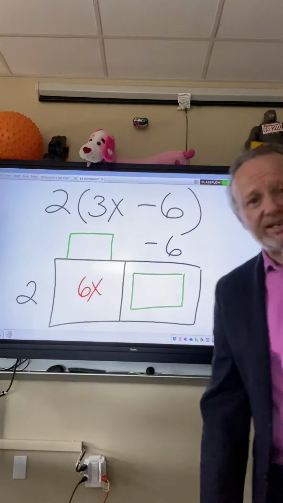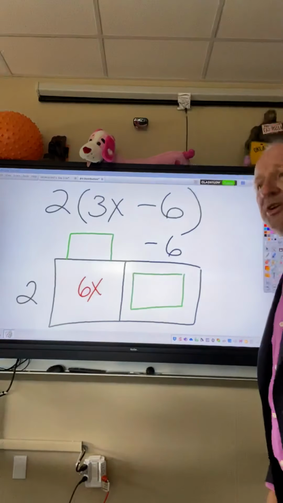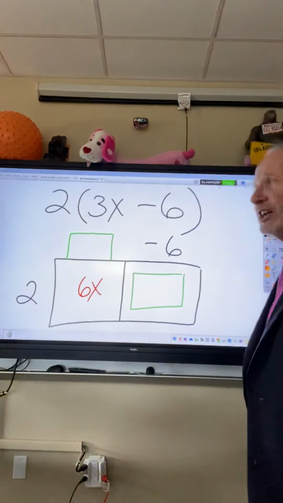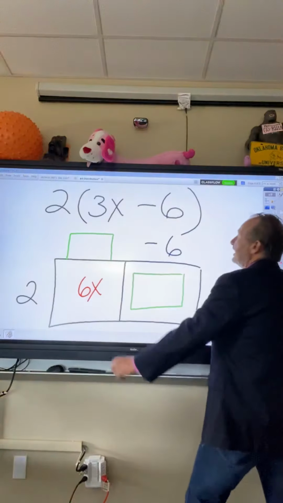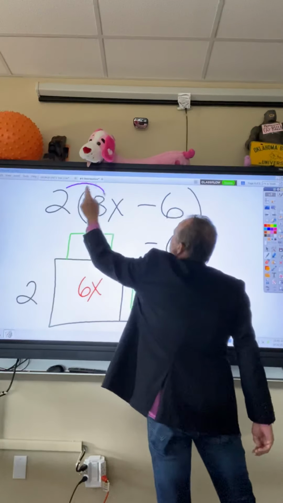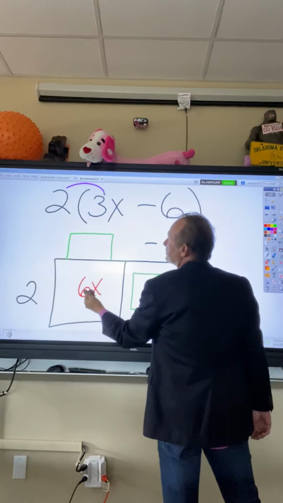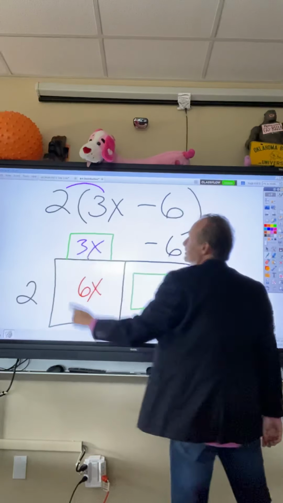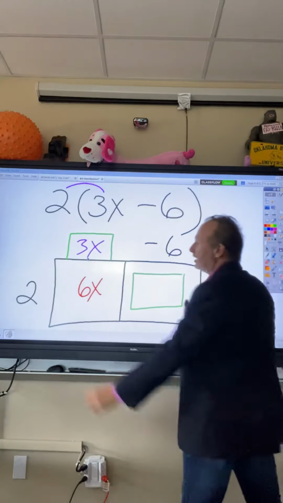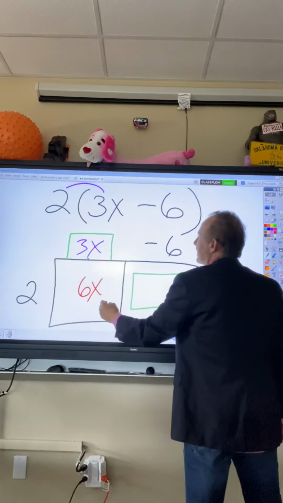Here's another one. This is a little tricky. They're asking you to fill in the boxes, so you do a little reverse engineering to figure it out. I have 2 times 3x. Well, 2 times what equals 6x? Oh, 3x. Yeah, man, yeah. 2 times 3x equals 6x.